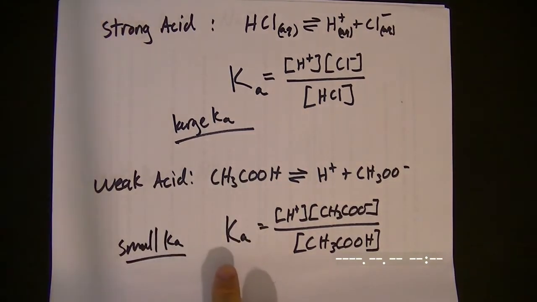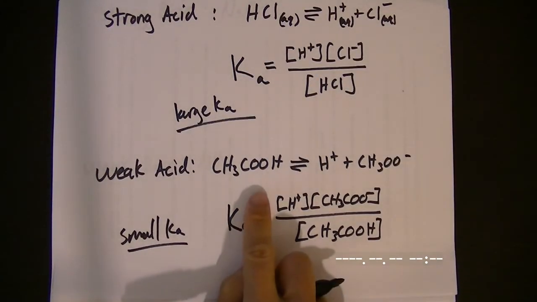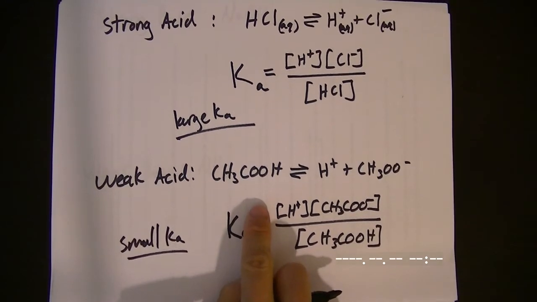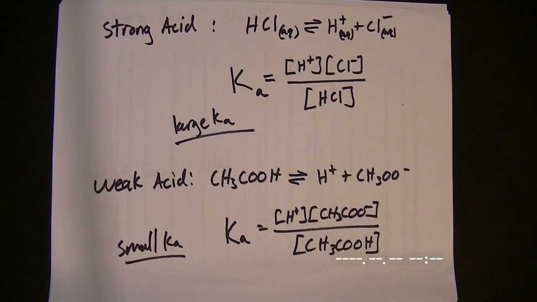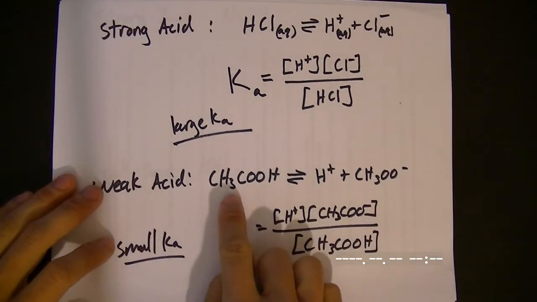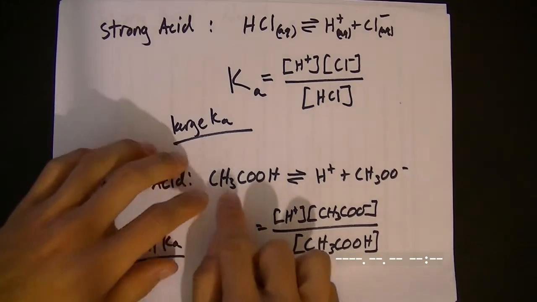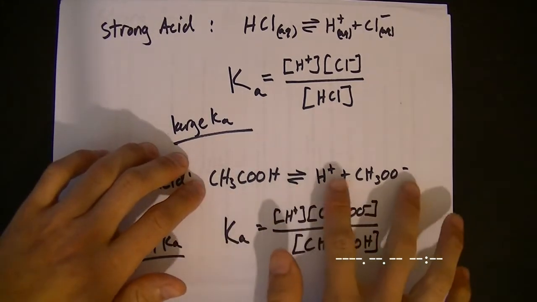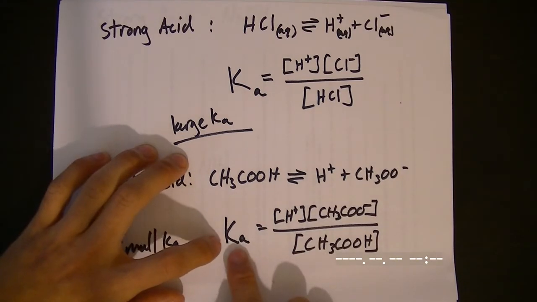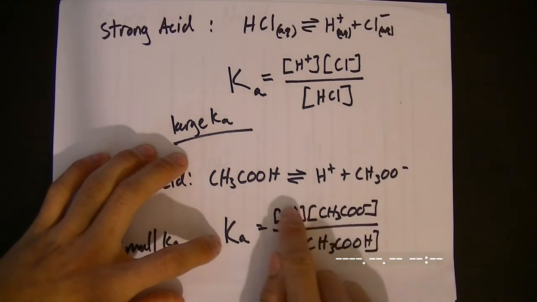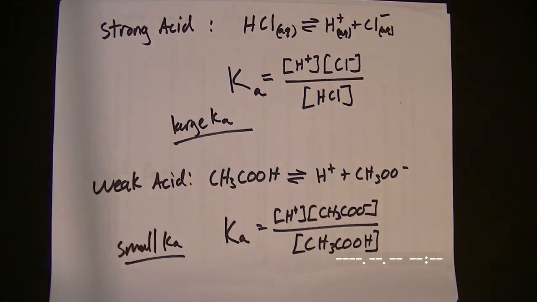we would expect this Ka to be relatively small. This would be a small Ka, meaning that acetic acid won't dissociate very well in solution. If you put this in solution, most of it will stay like this. Only a very small percentage will actually dissociate, because the Ka is pretty small. Okay? So those are acids and bases.